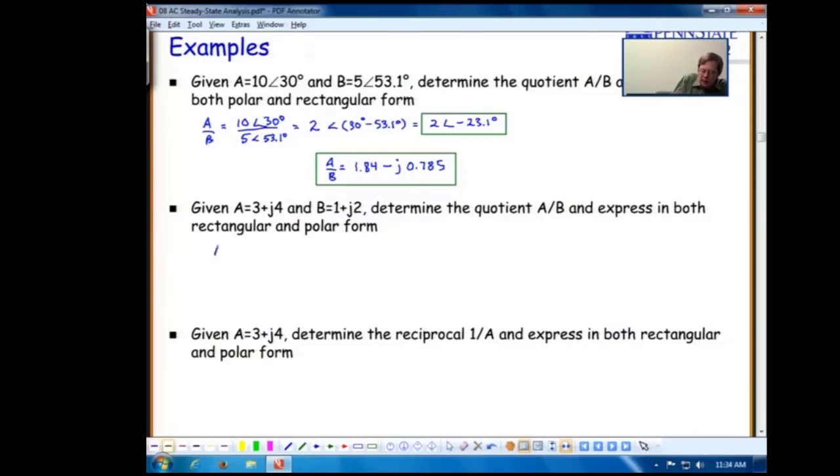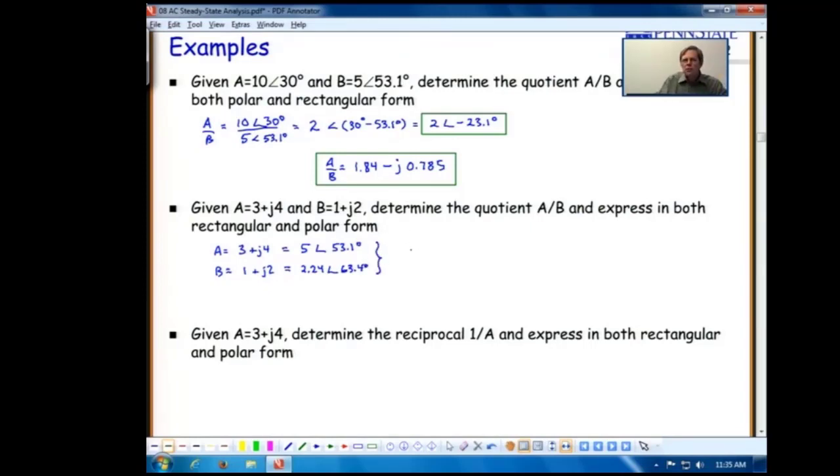So what'd you come up with? A equals 3 plus j4. Let's convert that to polar form because it will be easier to work this problem in polar form. So 3 plus j4 is 5 at an angle of 53.1 degrees. B is 1 plus j2 in this problem. Convert that to polar form, we get 2.24 at an angle of 63.4 degrees.